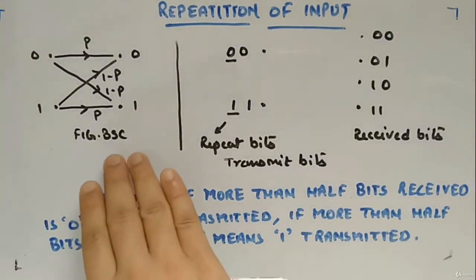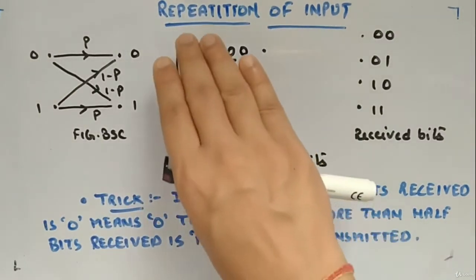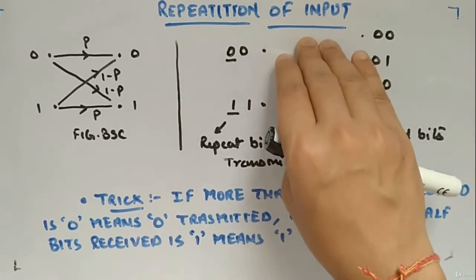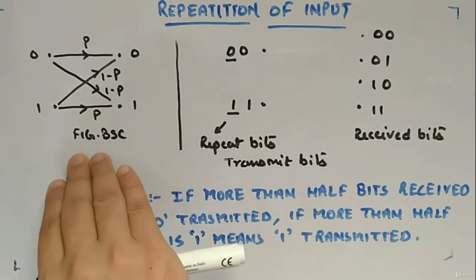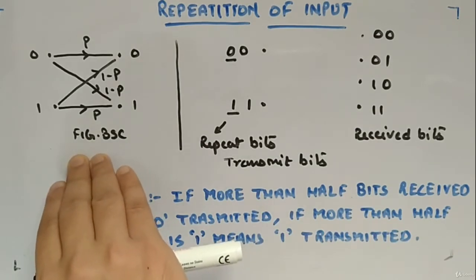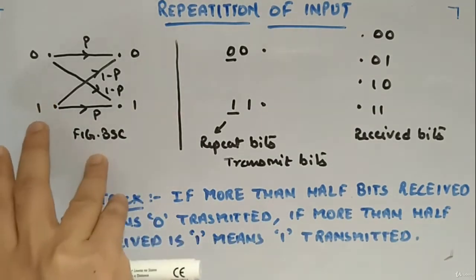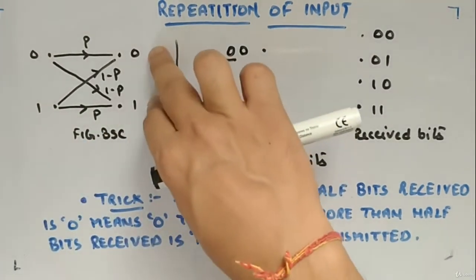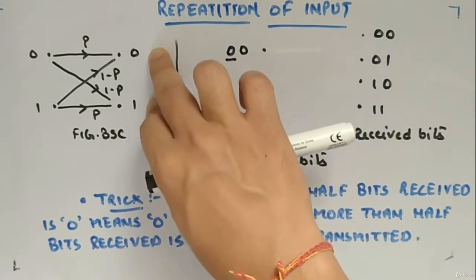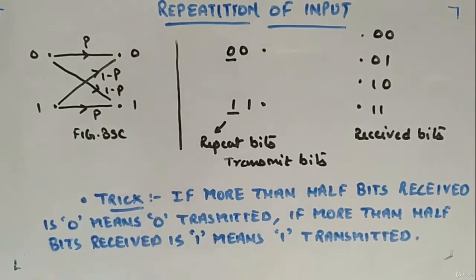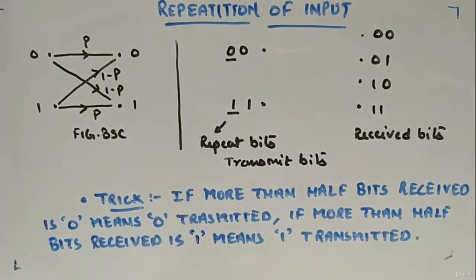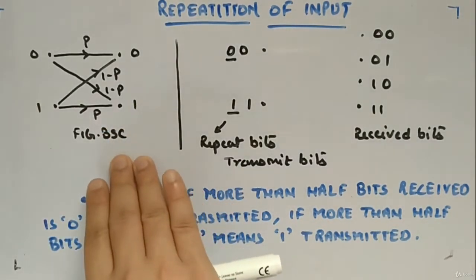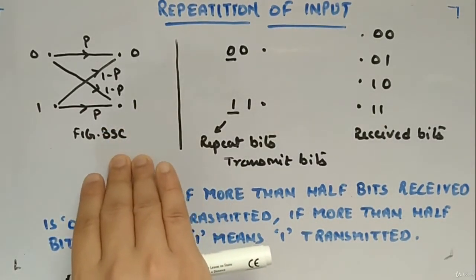Okay, let's look at a binary symmetric channel with repetition of input. What you have seen till now is this kind of binary symmetric channel. Either you send 0 or 1, and you receive 0 or 1. The correct reception gives you probability p, and incorrect reception gives you probability 1 minus p, or you can say q. This kind of binary symmetric channel we have seen.